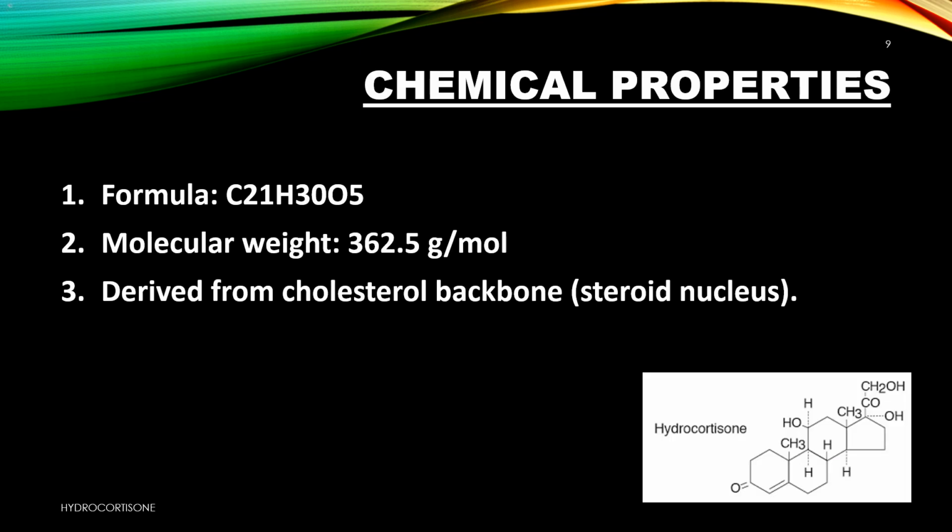Chemical properties of hydrocortisone. 1. Formula. The chemical formula for hydrocortisone is C21H30O5, which represents its molecular structure and composition. 2. Molecular weight. Hydrocortisone has a molecular weight of 360.5 grams per mole, which is a measure of its molecular size and mass. 3. Derived from cholesterol backbone. Hydrocortisone is derived from a cholesterol backbone, also known as a steroid nucleus, which is the basic structural framework for all steroid hormones, including glucocorticoids like hydrocortisone.